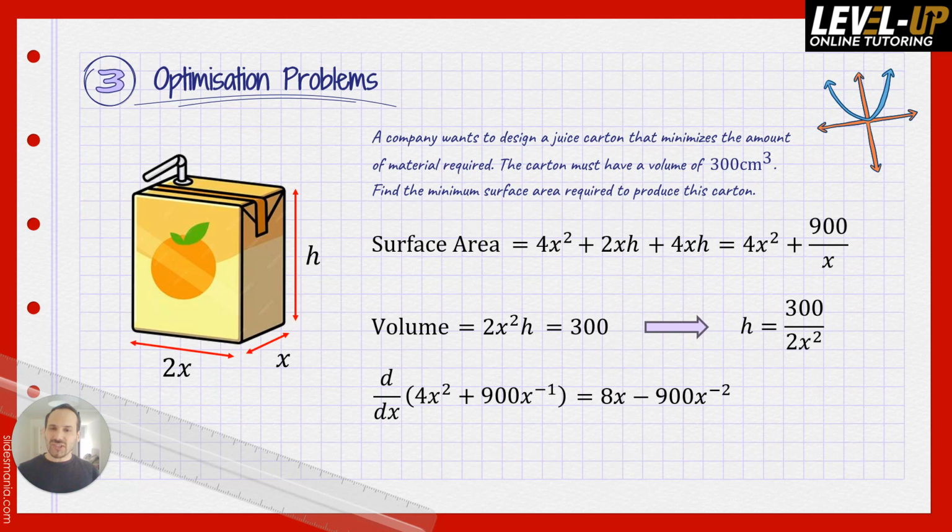The 900 x to the minus 1. So you're doing 900 times the minus 1, so it becomes minus 900. And then you knock 1 off the power, so minus 1 becomes minus 2. So we can differentiate both of them in the same way.